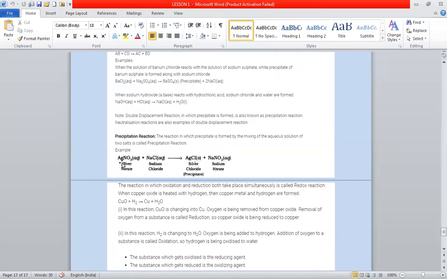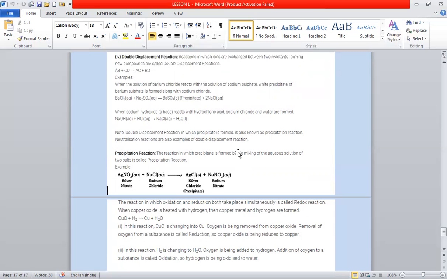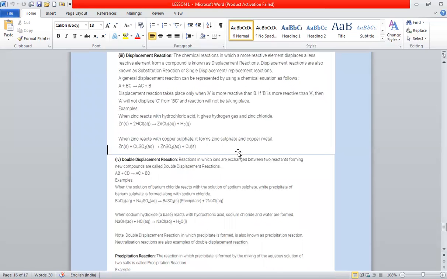AgNO3, this is a precipitation reaction. Double displacement we can say, precipitation we can say, or ionic reaction we can say. AgNO3, silver nitrate, when it reacts with sodium chloride, NaCl, gives AgCl, that is silver chloride, a precipitate of silver chloride is formed, and NaNO3, an aqueous solution of sodium nitrate, is formed.